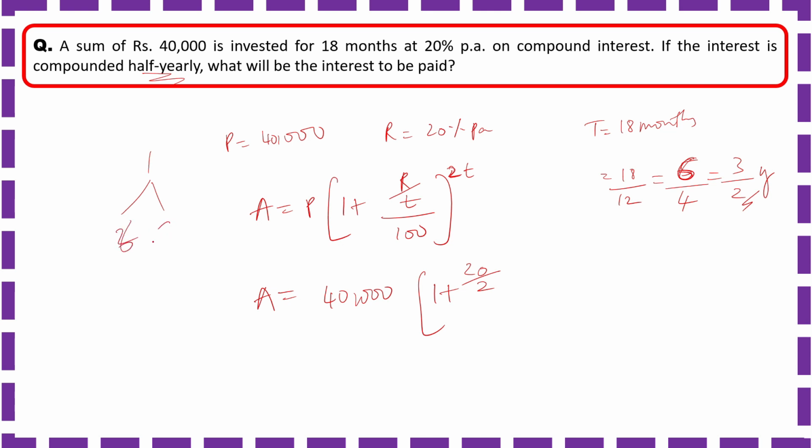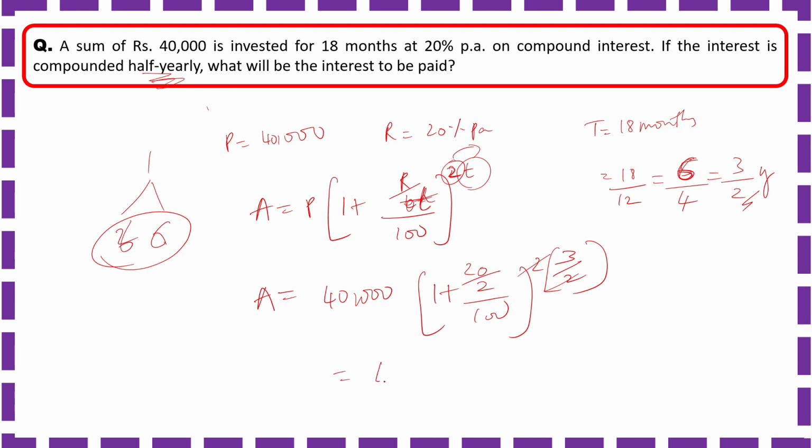6 and 6. So by 2, by 100 into 2. Why have we taken n as 2 here? Because it is half yearly, right? So here n will be 2, so t is 3 by 2. Let us cancel these 2 and we will get 40,000 into, take LCM, 11 by 10 into 3.